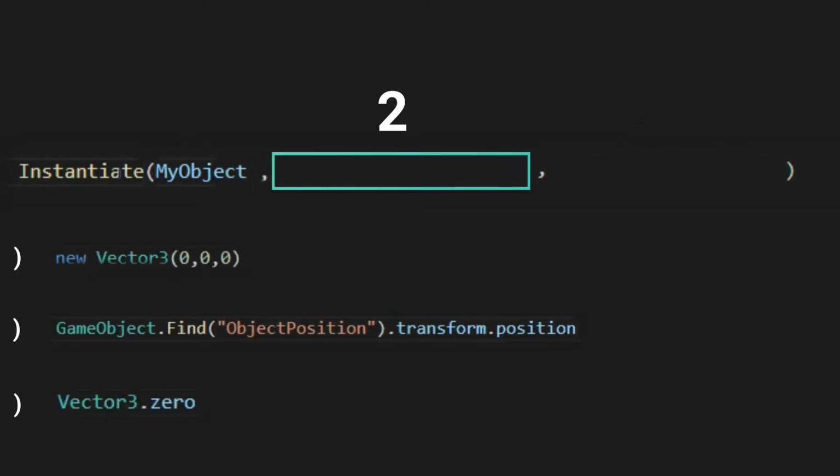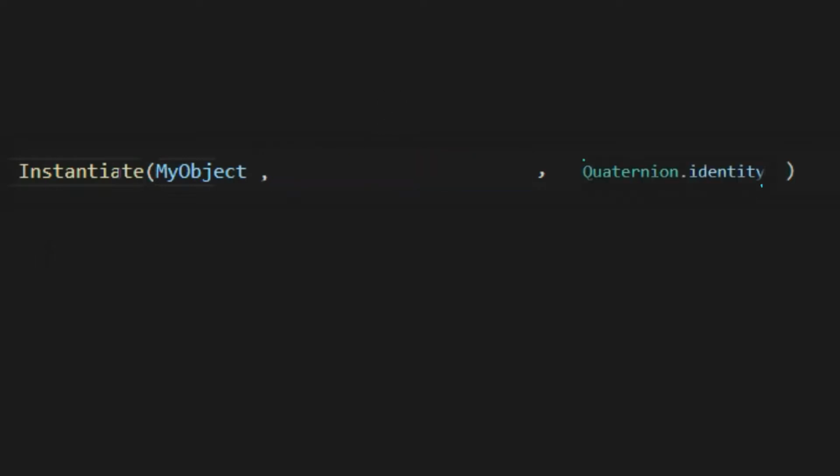You can set the object's position in many ways. One of these ways is new Vector3, where instead of this 0 you can put any position you want. The second way is using another object's position. Another way is using Vector3's own positions, like Vector3.zero, which is the 0, 0, 0 position.